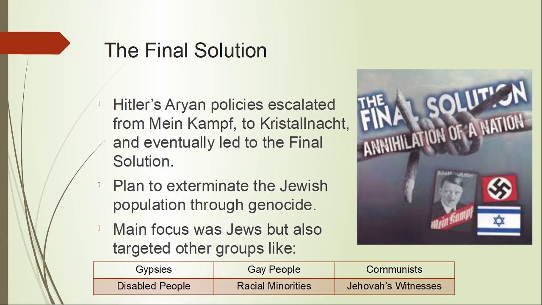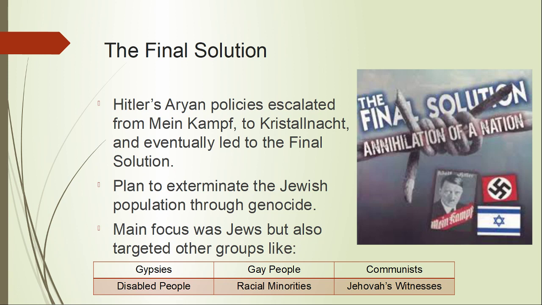So basically what happened on Kristallnacht is a bunch of Jewish businesses were targeted. People broke their windows. That's why it's called the Night of Broken Glass. They dragged people out of their homes. They beat them. Some of them were killed, and many of them were arrested. And basically that's the official start of this final solution.